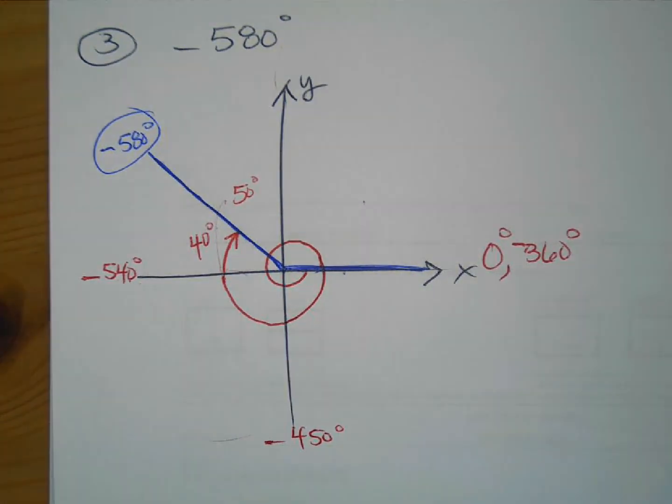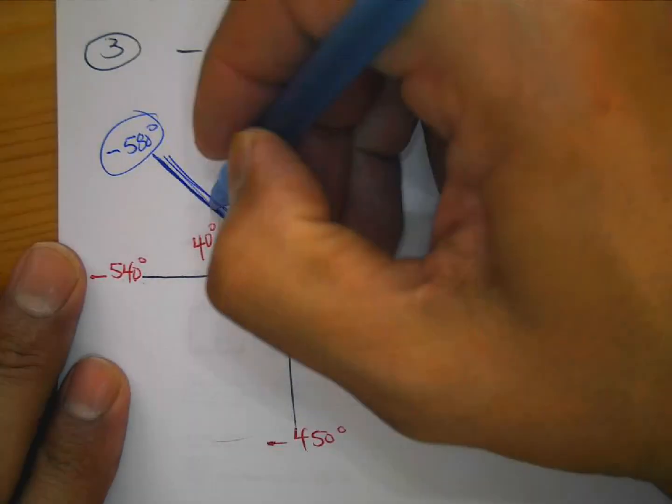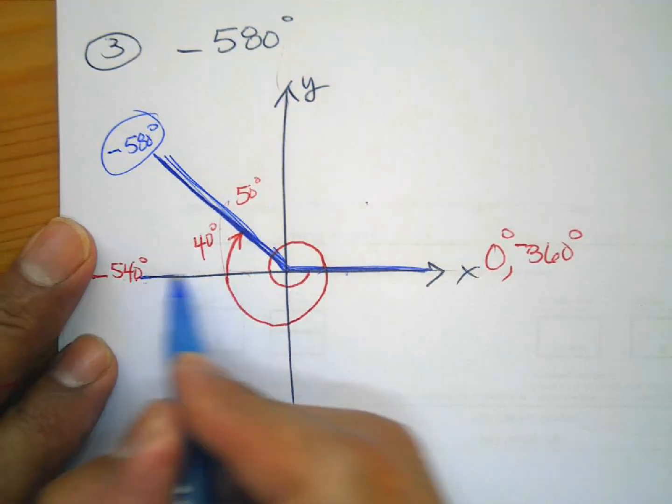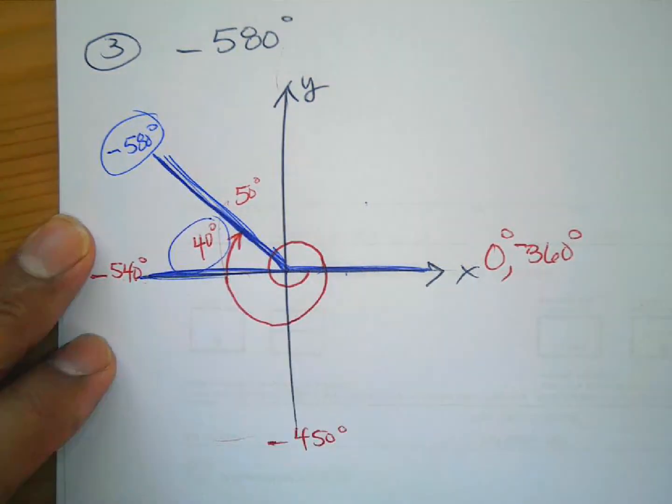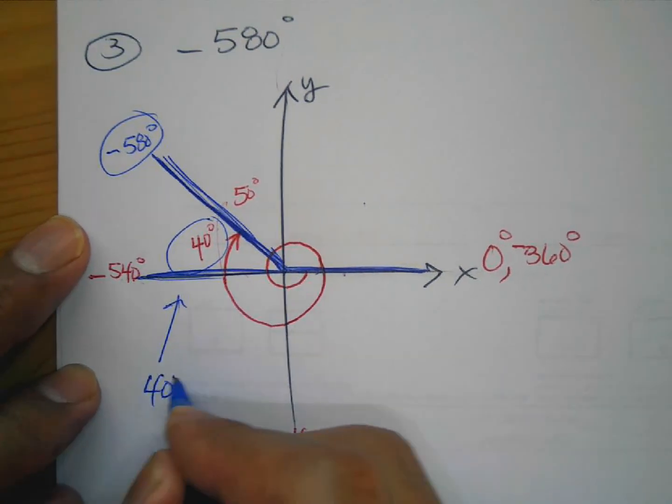Which of those two is your reference angle? Well, the angle that is formed with the terminal side and the x-axis. So 40 degrees is your reference angle.